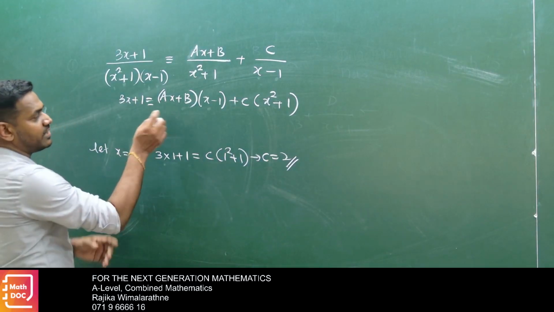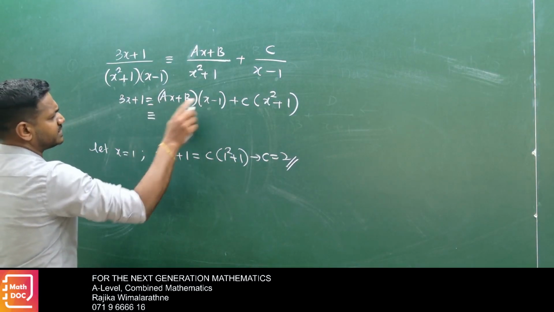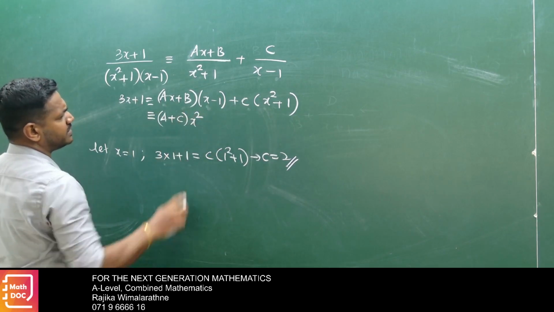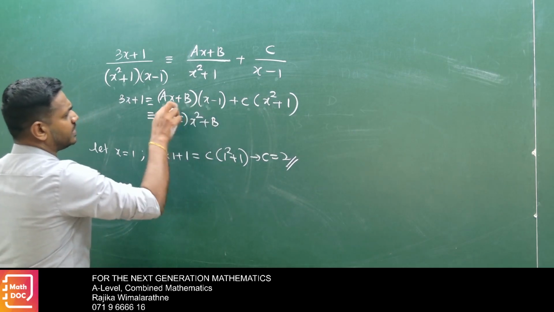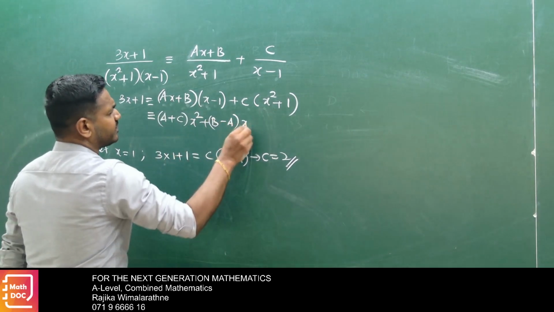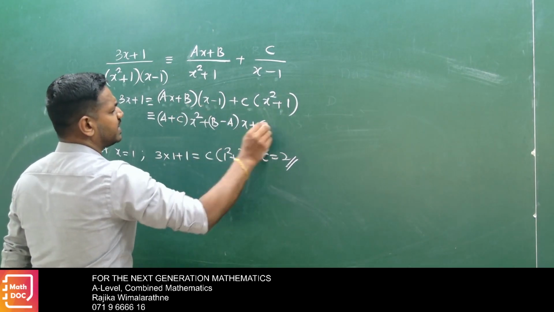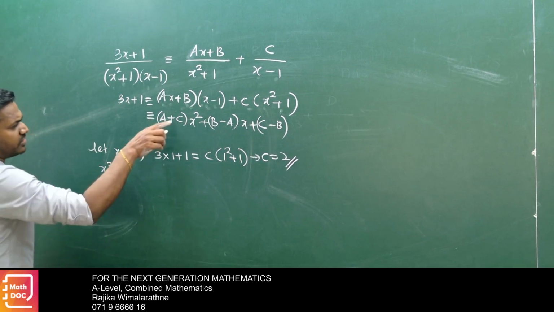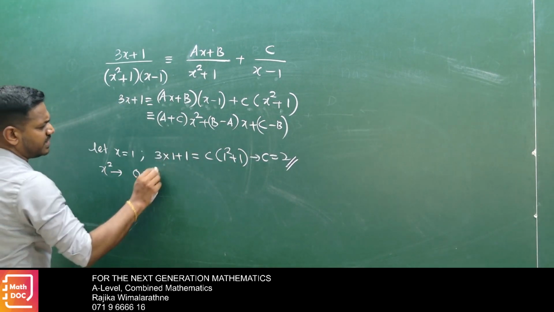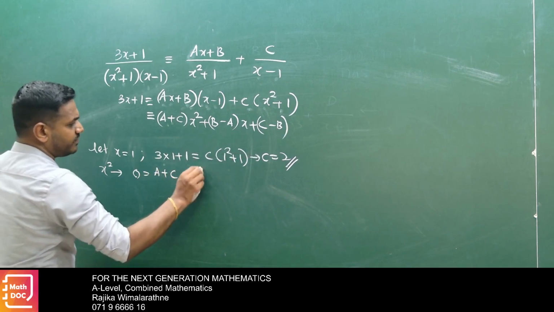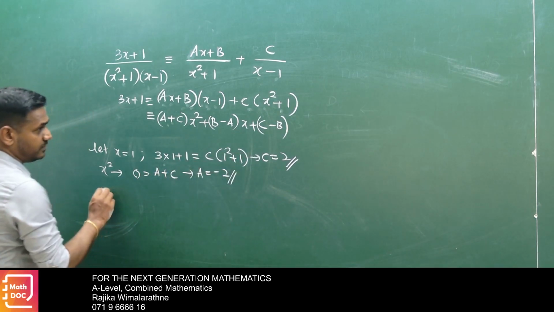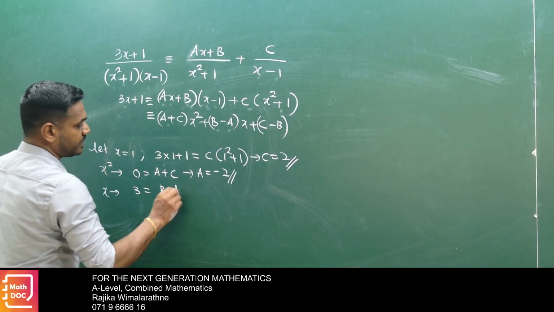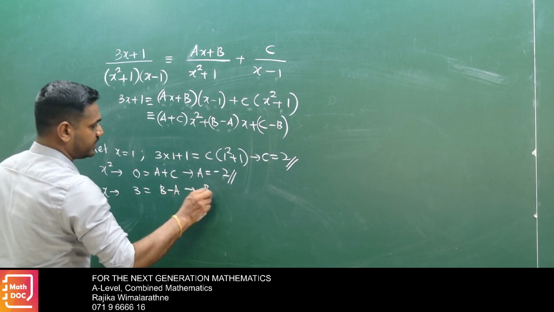Then in all the other cases we have to equate coefficients. Therefore, expand this. Here ax squared plus c. A plus c x squared. B minus a x. c minus b. Then you can equate coefficients. The x squared coefficient here is 0. There a plus c. Then c we know, a equals minus 2. Then the x coefficient here is 3. Here b minus a. Then a equals minus 2, b equals 1.